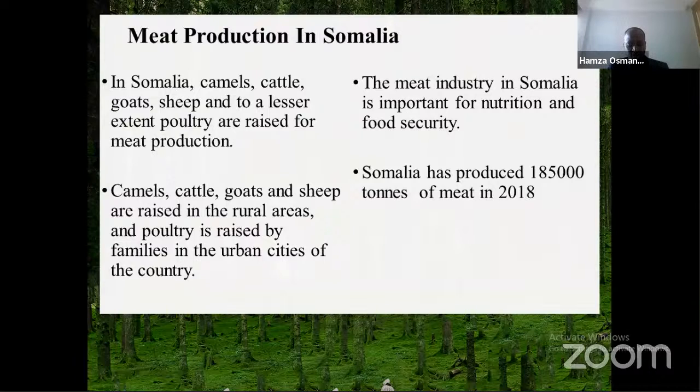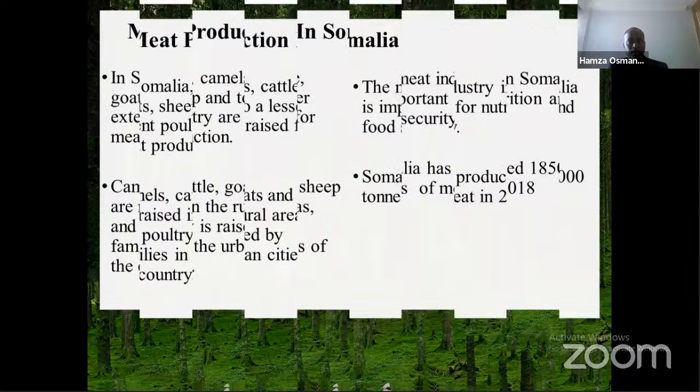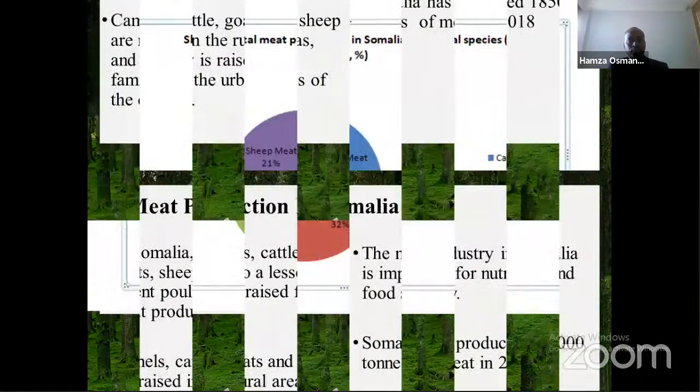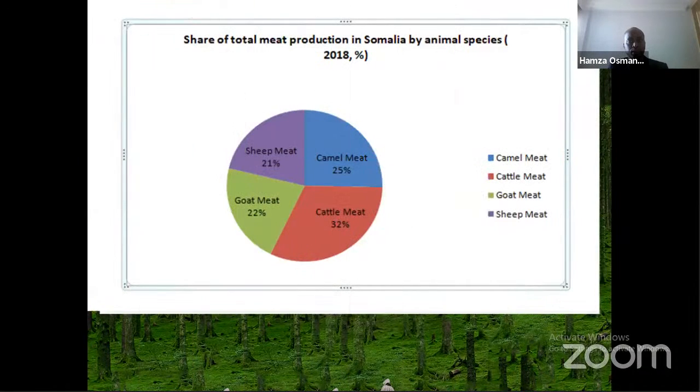Meat trade is relatively profitable in all urban markets and offers employment opportunities for women, who dominate meat marketing. There are no meat processing facilities across the country, and the local people practice traditional home-cured or sun-dried meat products, which are locally known as odka. Here is the share of total meat production in Somalia by animal types. The largest share is represented by cattle meat, which is 32%, camel meat 25%, and 21% and 22% for sheep and goat respectively.